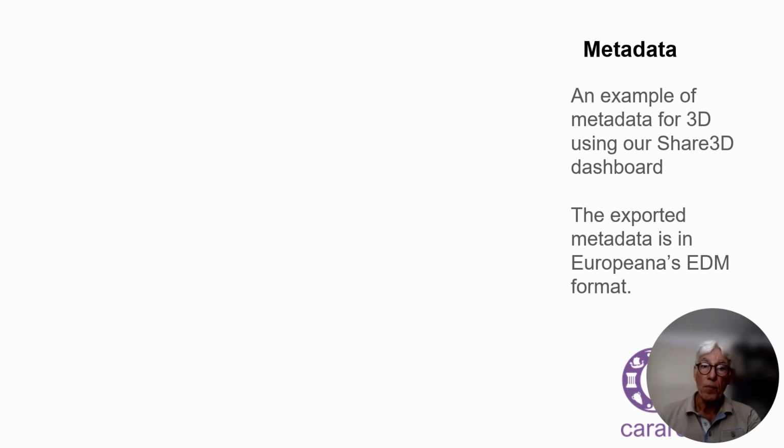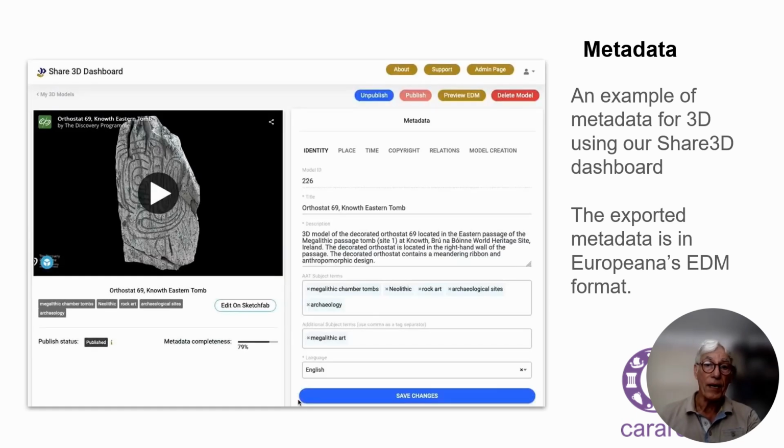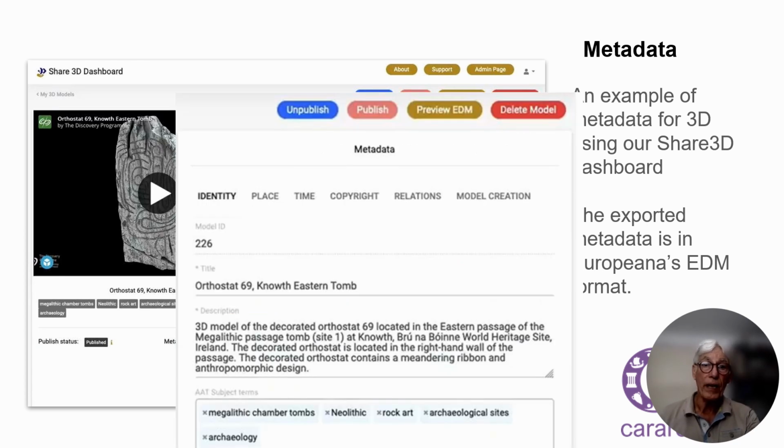And here's an example of metadata for 3D using Carare's Share 3D dashboard. On the left you see the 3D model in Sketchfab, and on the right the standard metadata fields grouped in tabs. Taking a closer look, you may notice the use of AAT terms is embedded in the tool, and the resulting metadata file is exported in Europeana's EDM format, so it's easy to process for them.